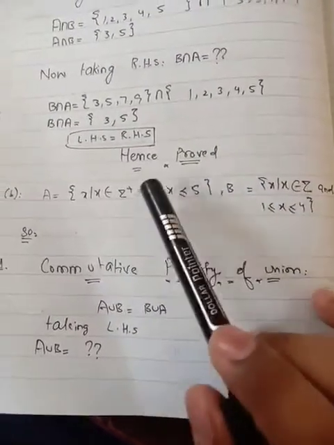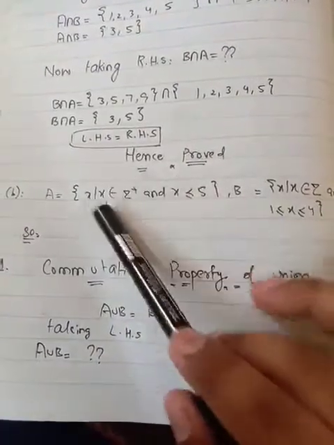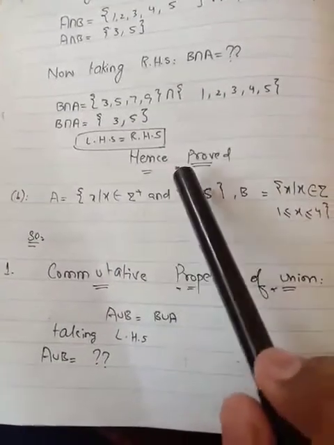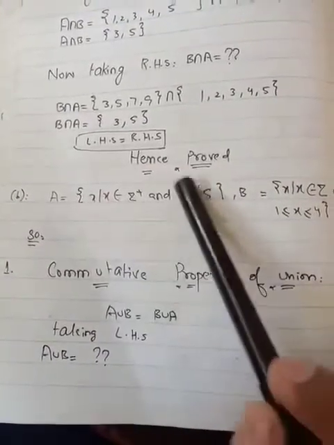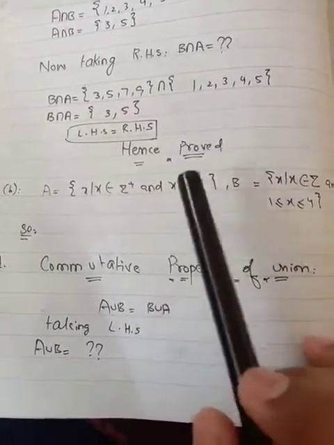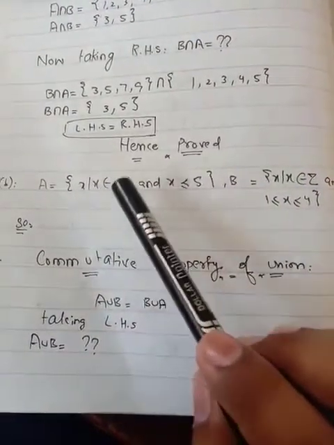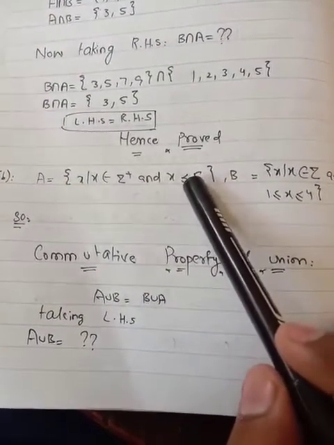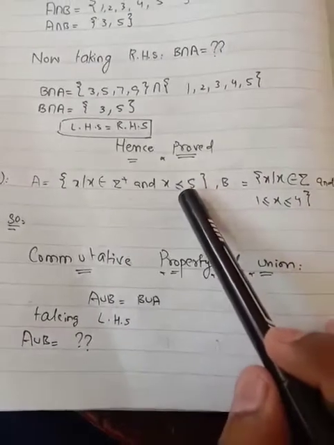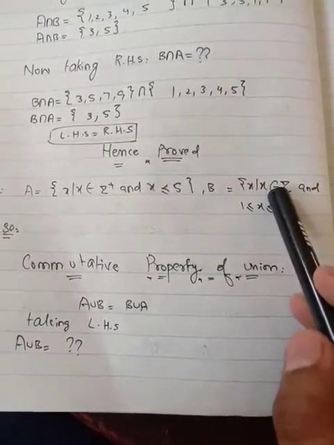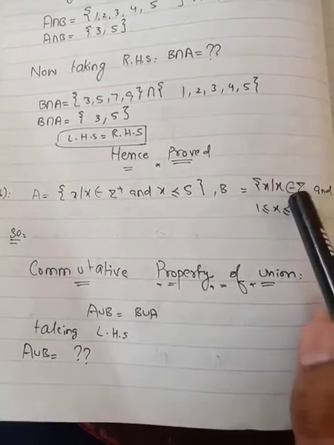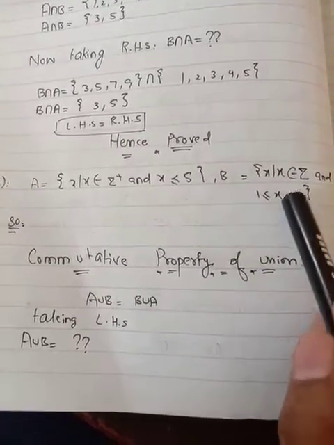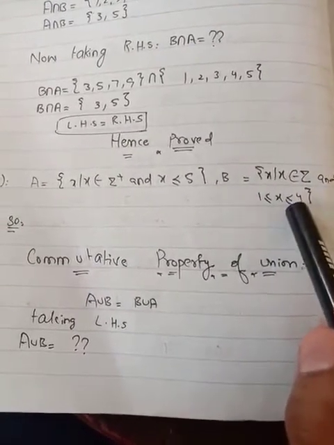There is a part B and it is also the same. In this part also we have to find the commutative property of the union and of the intersection. The sets given here are in set builder form, so let us understand what the elements of the sets are. Here x belongs to positive integers and x is less than or equal to 5. So the elements of A are 1, 2, 3, 4 and 5. For B, x belongs to positive integers and lies between 1 and 4. Both 1 and 4 are included, so the elements of B will be 1, 2, 3 and 4.